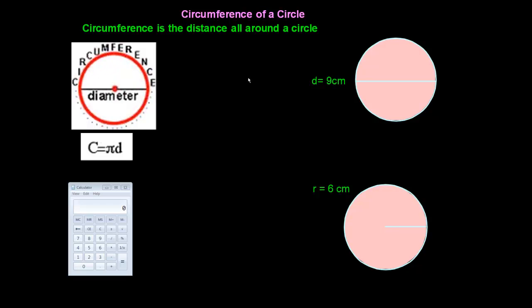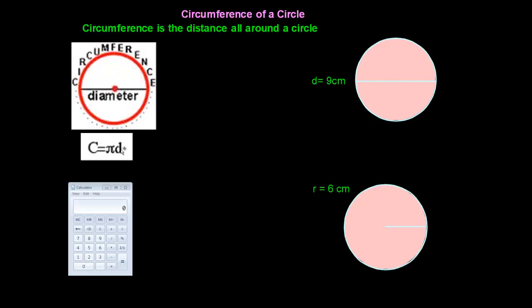Today we're going to learn how to calculate the circumference of a circle. In this case we have been given the diameter of a circle. Diameter is the distance from one edge to the other edge passing through the center. We need to find the circumference of it.